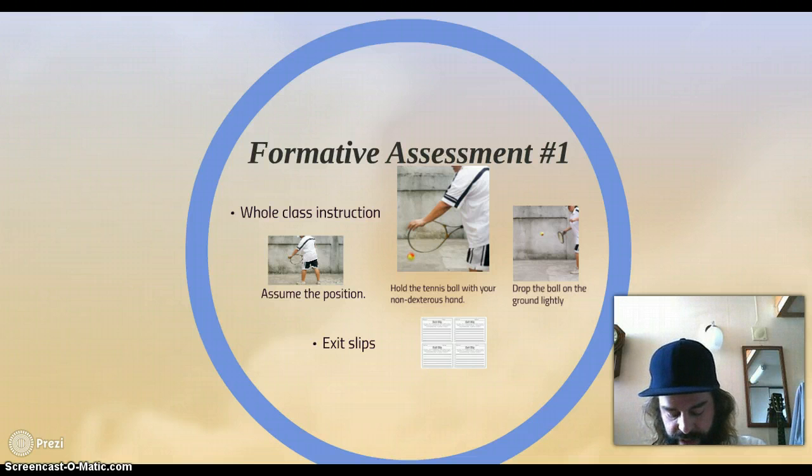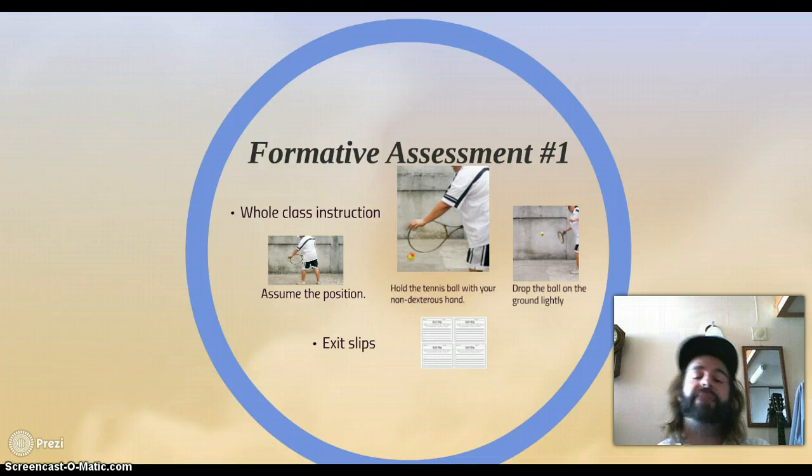Also, you can use a form of differentiation here with flexible grouping. You can make pairs, where you have the high level students with the high level students. You could use the high level with low level students, so there's some peer teaching occurring. And basically, 5 minutes before the class is over, hand out your pre-made slips and ask them what problems they had with, or if they had no problems with, these three positions that are needed to fulfill this task.